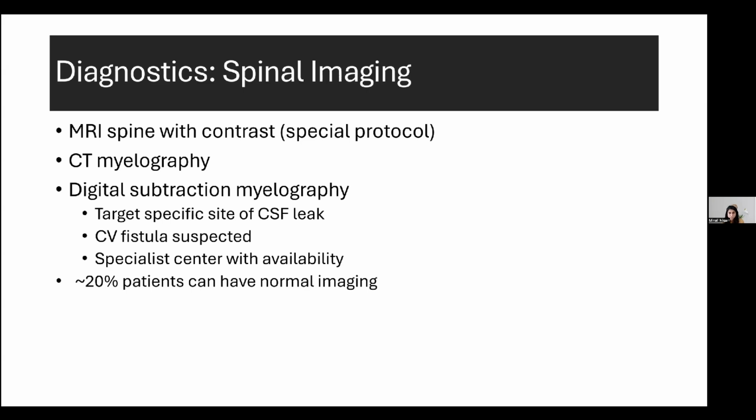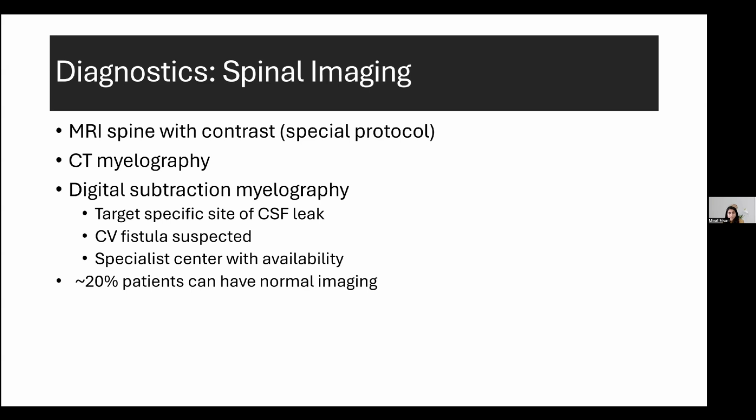And usually there's a delay between when we inject the dye and when we get the x-rays and the CAT scan. And then the last type of imaging that we get is called a digital subtraction myelogram. Sometimes we don't need to get this, but if the MRI spine and the CT myelogram are normal, but we suspect that there could be a fistula or an abnormal connection, we will get a digital subtraction myelography. The fistula won't be visualized on the other two imaging modalities.